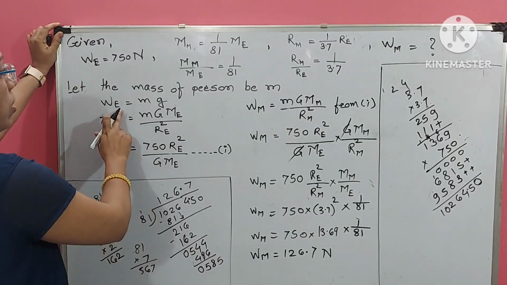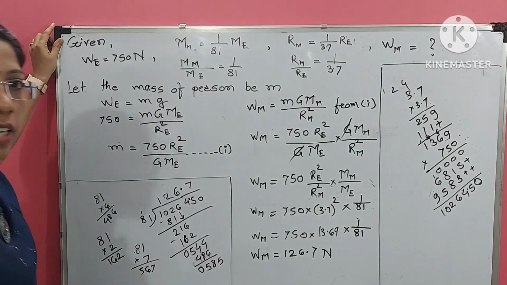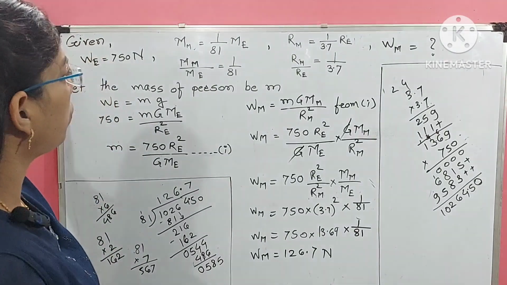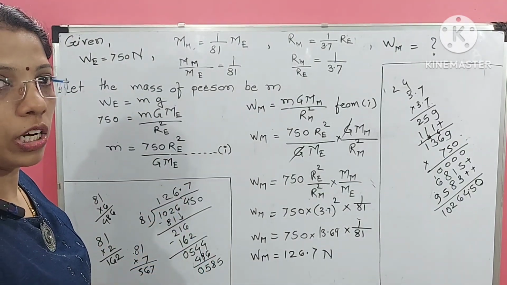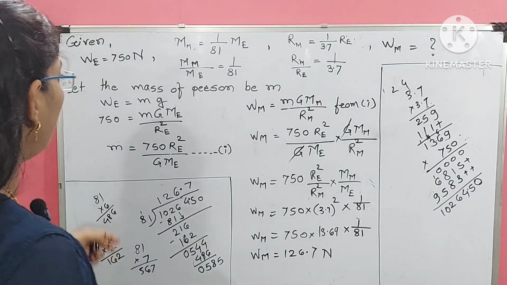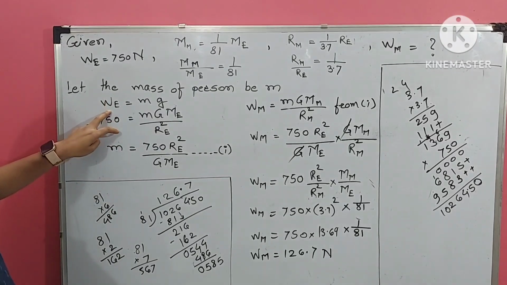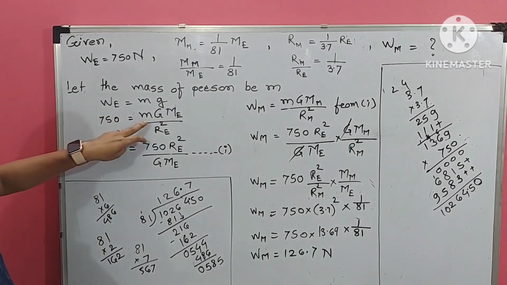So weight on earth is equal to mg. We know the formula for force. Weight is nothing but the force with which the earth attracts things. Force and weight both are equal to mg. So below that, weight on earth is 750 Newton, m as it is.